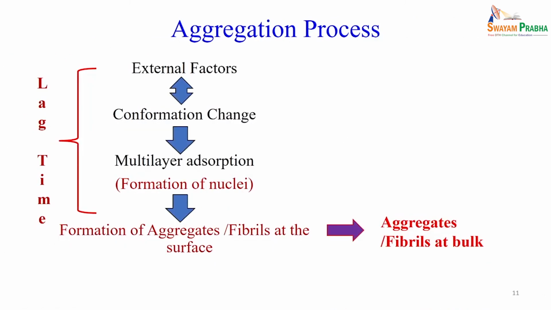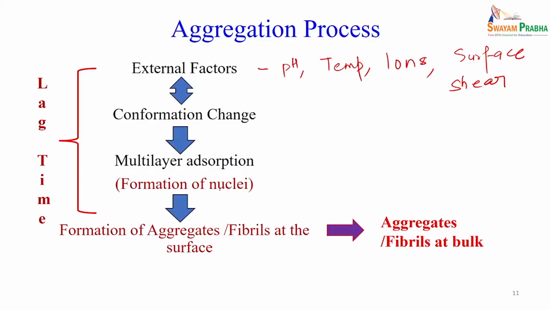So, here we can summarize, whenever there is an external factor, that external factor may be your pH, it may be the temperature, it may be the other ions, it may be the surface, or even it may be the shear. It may lead to conformational changes, and if the hydrophobic residues are exposed, they will lead to the formation of the oligomer, or you can say the multilayer formation, that is sort of nuclei. And once the nuclei is formed, the monomer molecules will bind to the nuclei, they will form the aggregates or fibrils, and then fibrils will be released in the bulk.